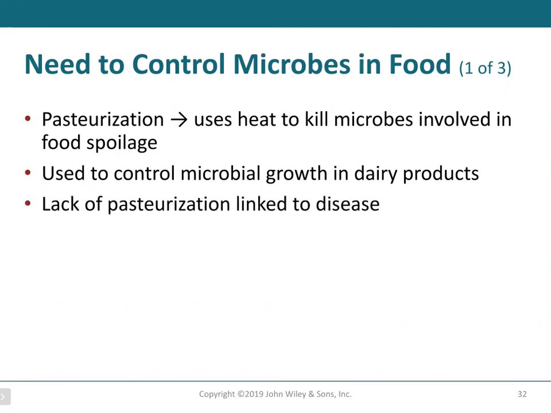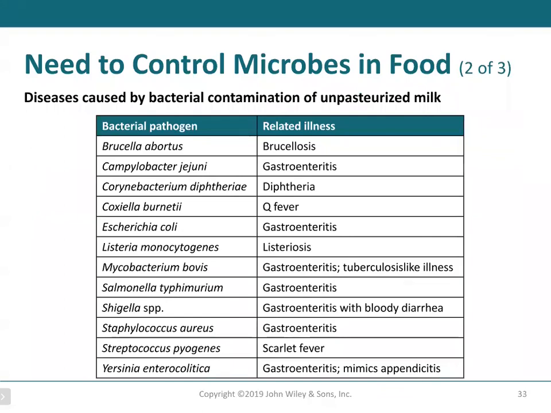Lack of pasteurization is linked to disease because raw milk, when it's squeezed from the udder of the cows and goats, also contains harmful microbes, such as Salmonella. So they are linked to disease. They must first be decontaminated by sterilization. These are some diseases caused by contamination of unpasteurized milk. You have Brucella abortus, which is related to brucellosis. You have gastroenteritis, which is caused by Campylobacter jejuni. These are just some of those examples.